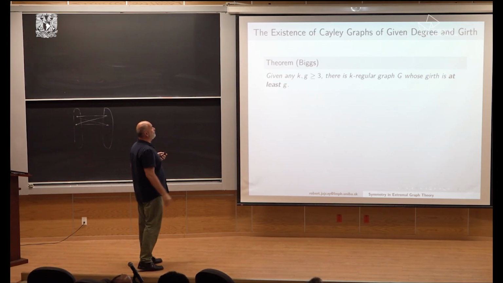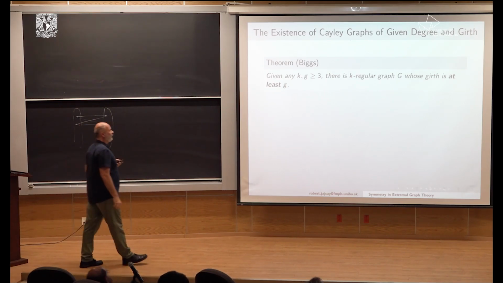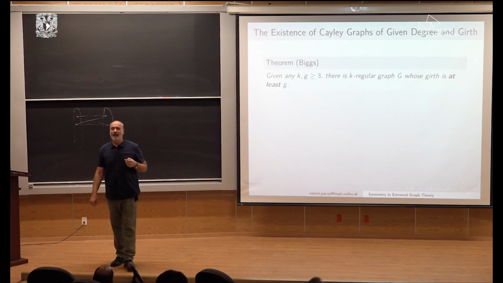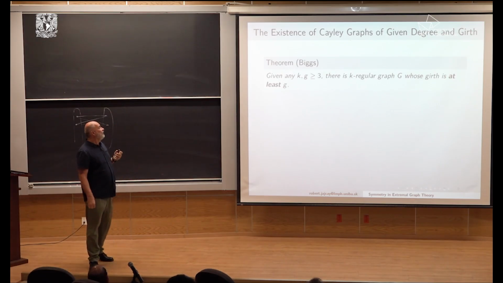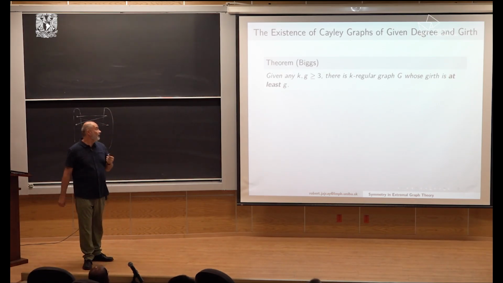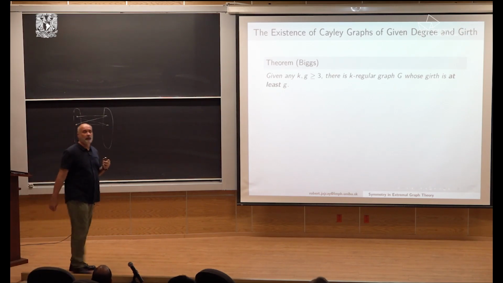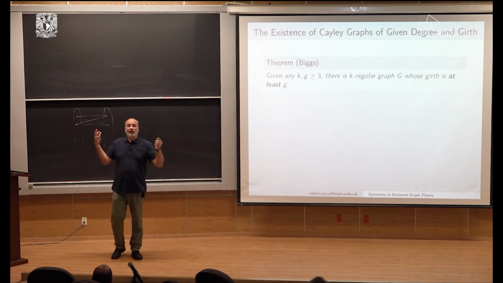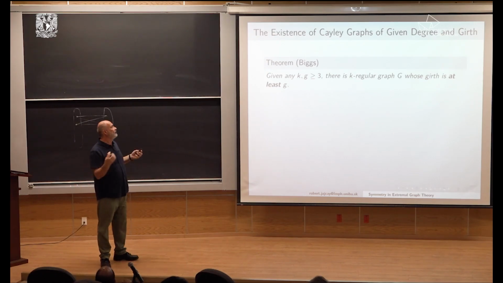Well, Biggs again proved, I don't have the exact year, but it's the 1980s, that for any k and g, there is a k-regular graph whose girth is at least g. I should say vertex-transitive, but that's what I mean. So in fact, he proved that there exists one that's Cayley. Beautiful construction, really nice construction. Highly recommended for the bathtub or something. It's actually easy to understand, but such a nice idea.